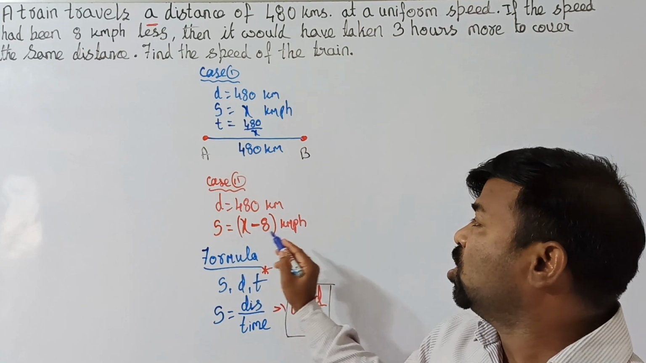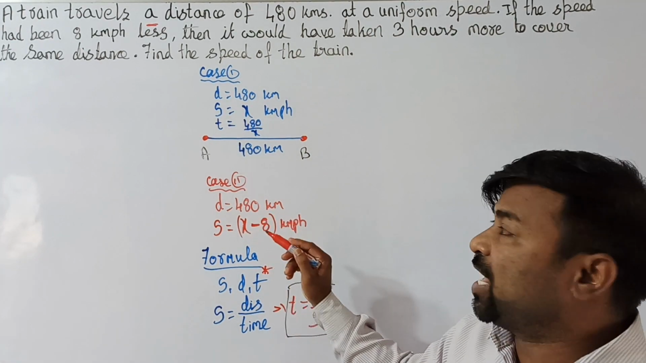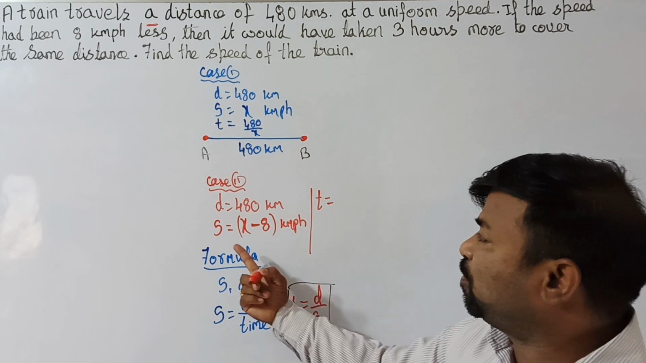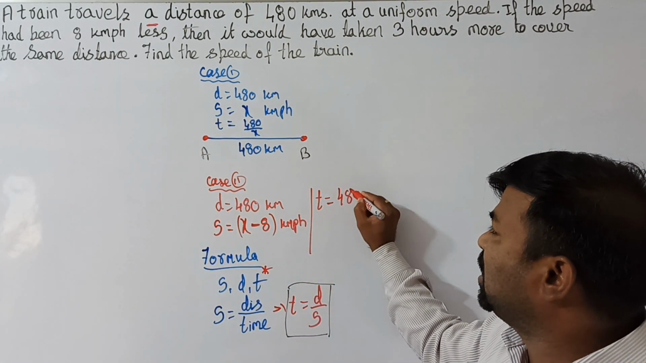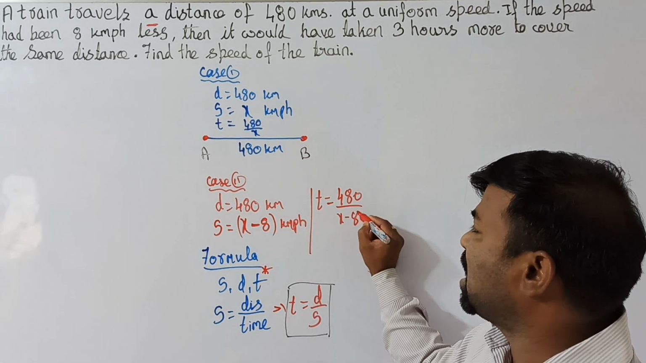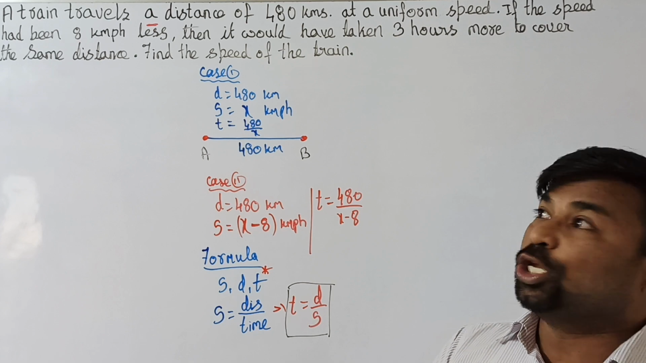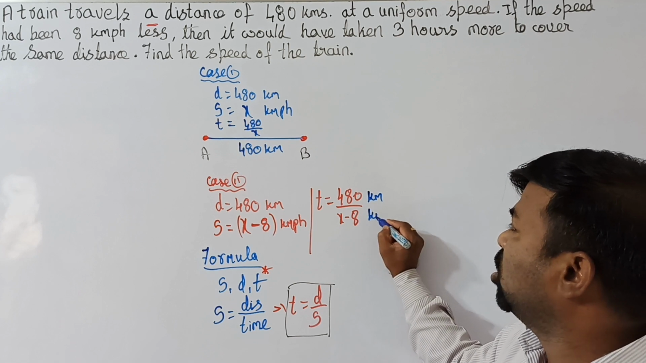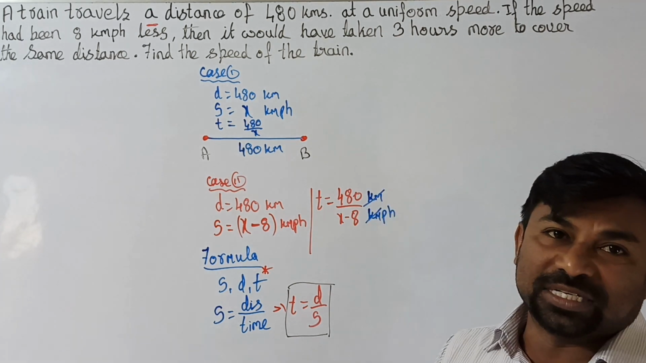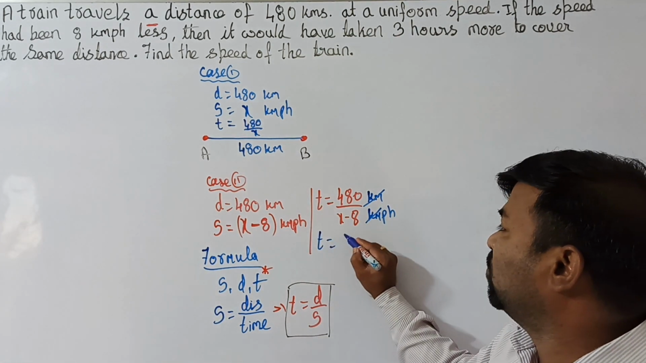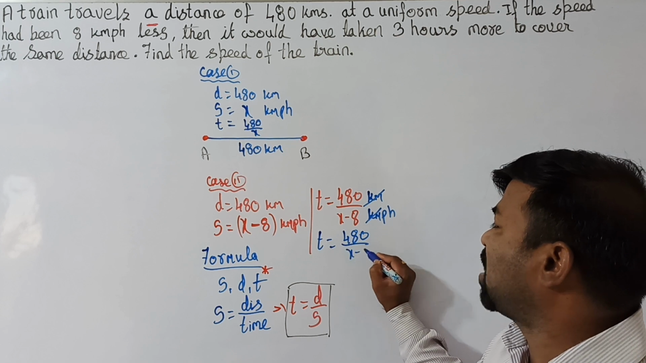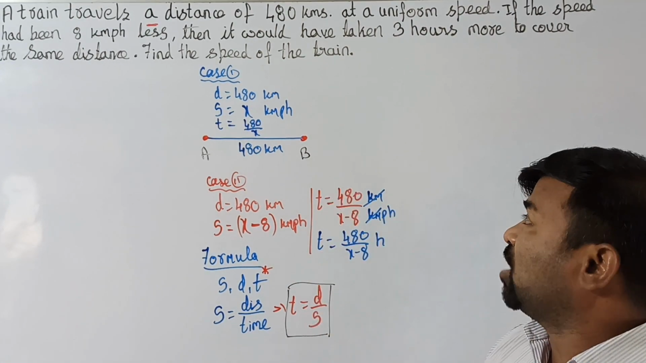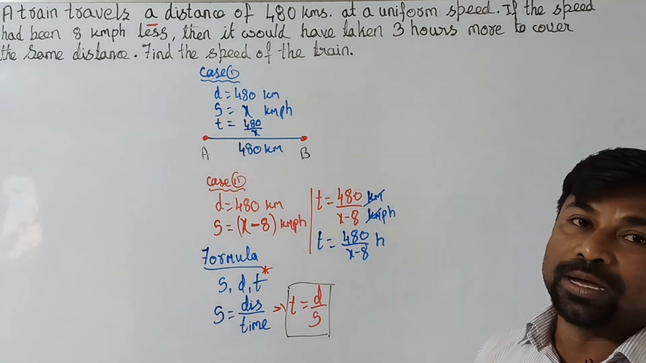In the same way, in this scenario, what's the time taken? Again using the formula distance by speed, the distance here is 480 and the speed is x minus 8 kilometers per hour. If you think about the units, in the numerator the units are km, in the denominator kilometers per hour. You cancel out the kilometers. Now obviously the time we got is 480 by x minus 8 hours. The units will become hours.